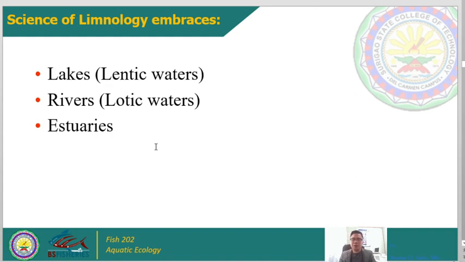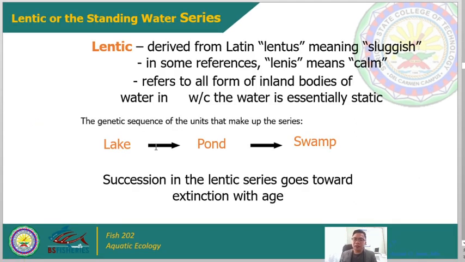Okay, although previously we have already tackled the words lentic and lotic, this is just a quick overview or review of the concepts of lentic and lotic environments. So we all know for a fact that lentic is derived from the Latin term lentus, meaning sluggish. In some references it says it came from the word lenis, which means calm, non-moving. It refers to all forms of inland bodies of water in which the water is essentially static. Static meaning it is not moving.